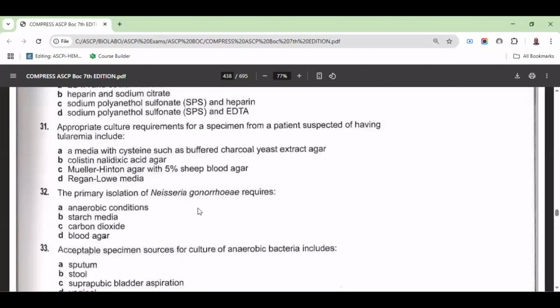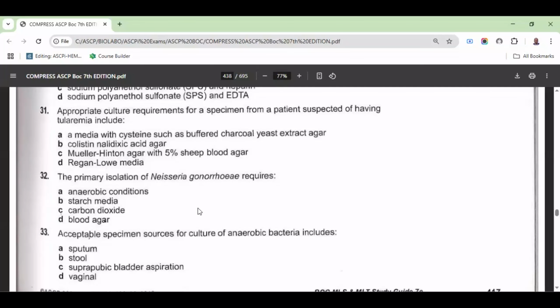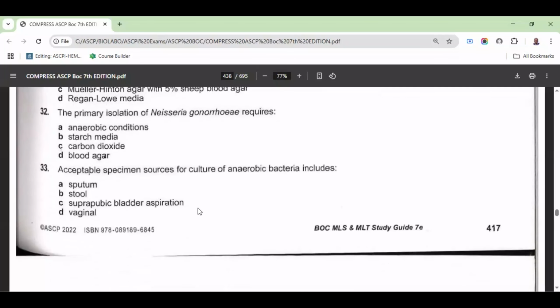Okay, now that you have the 32, it says a primary isolation of Neisseria gonorrhoeae requires what? Yes, 32. Carbon dioxide. It requires what? Anaerobic? Carbon dioxide. No, sorry, carbon dioxide. Yes.